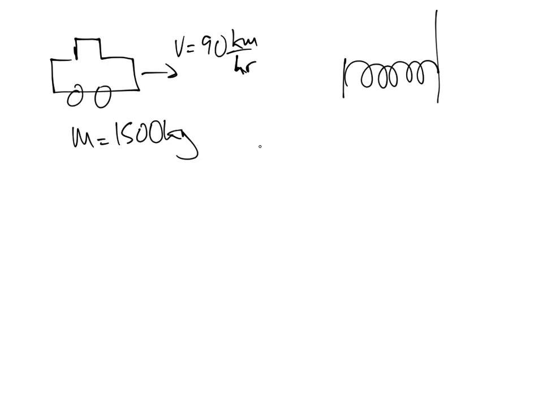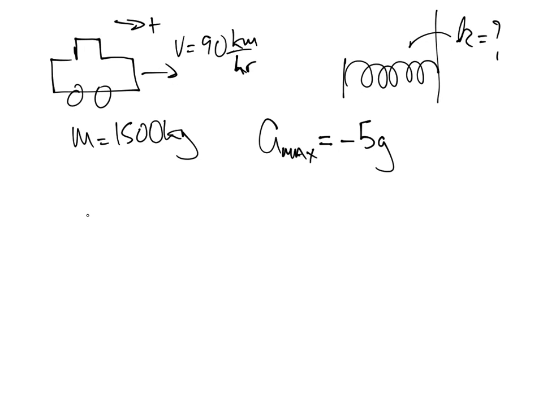Now, the question asks if the maximum deceleration of the car can be 5 g's. In other words, if we take this as being a positive direction, that means the maximum acceleration can be negative 5 g's. Then, if that's true, what is the spring constant K of the car?